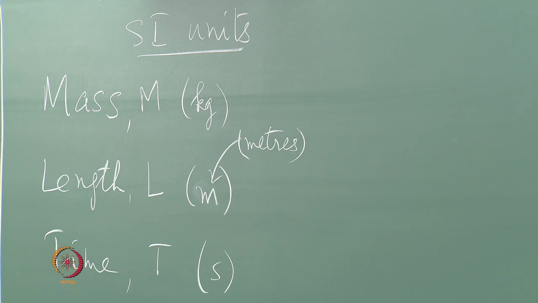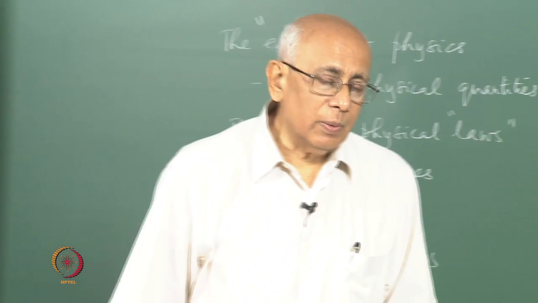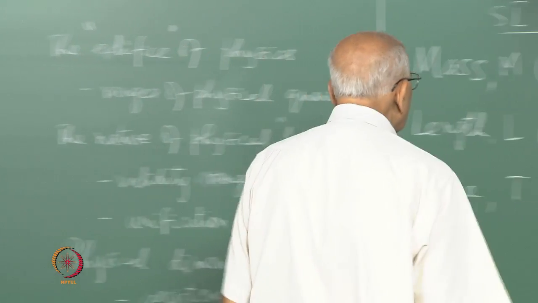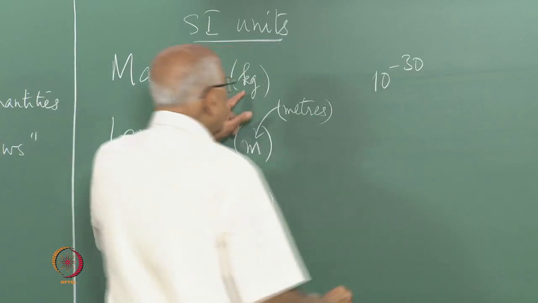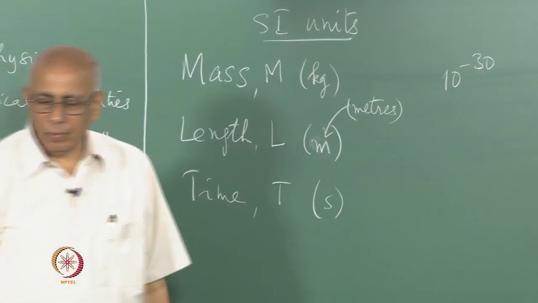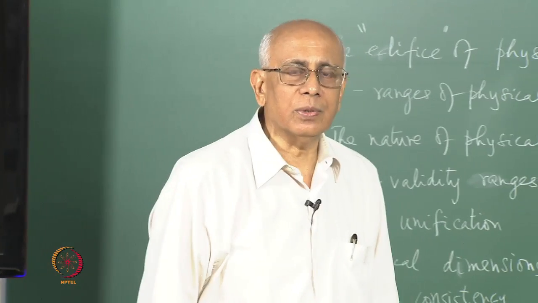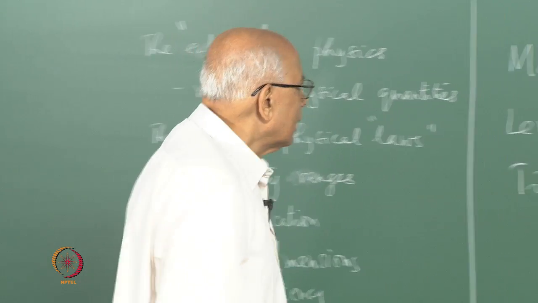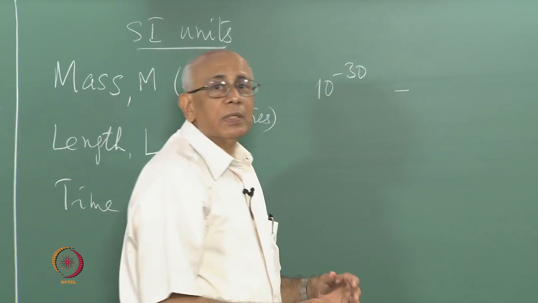So it's kilograms, meters, and seconds, and in these units the smallest mass that we've encountered is perhaps the mass of the electron, which is of the order of 10 to the minus 30 kilograms. So in kilograms it runs from minus 30 upwards through the masses of protons, neutrons, nuclei, atoms, molecules, people, stars, galaxies, and so on, right up to the other end, which is the estimated mass of the universe itself.